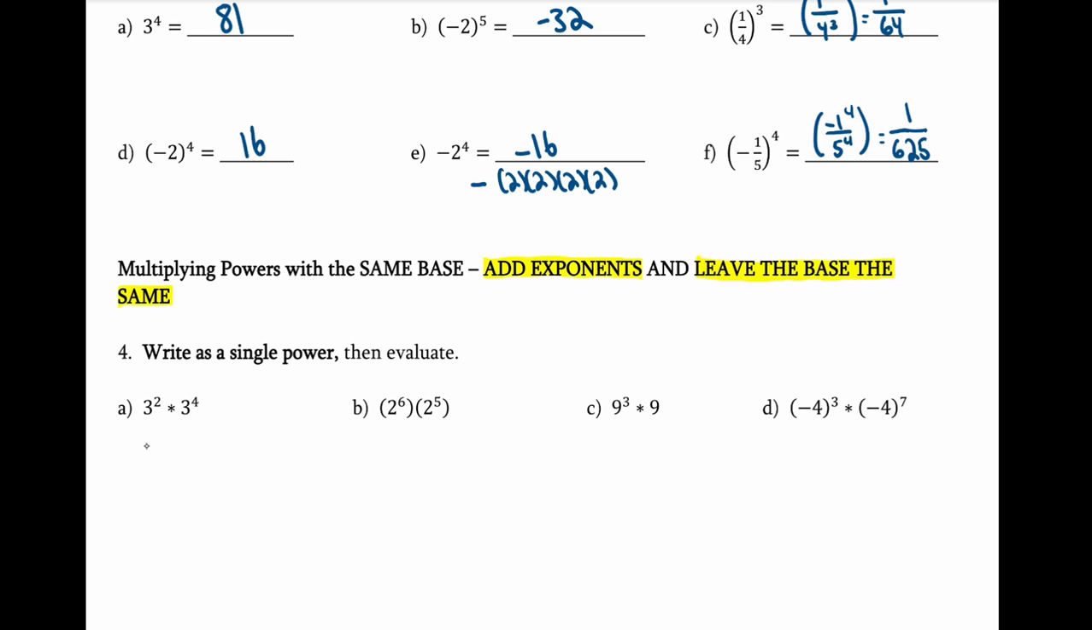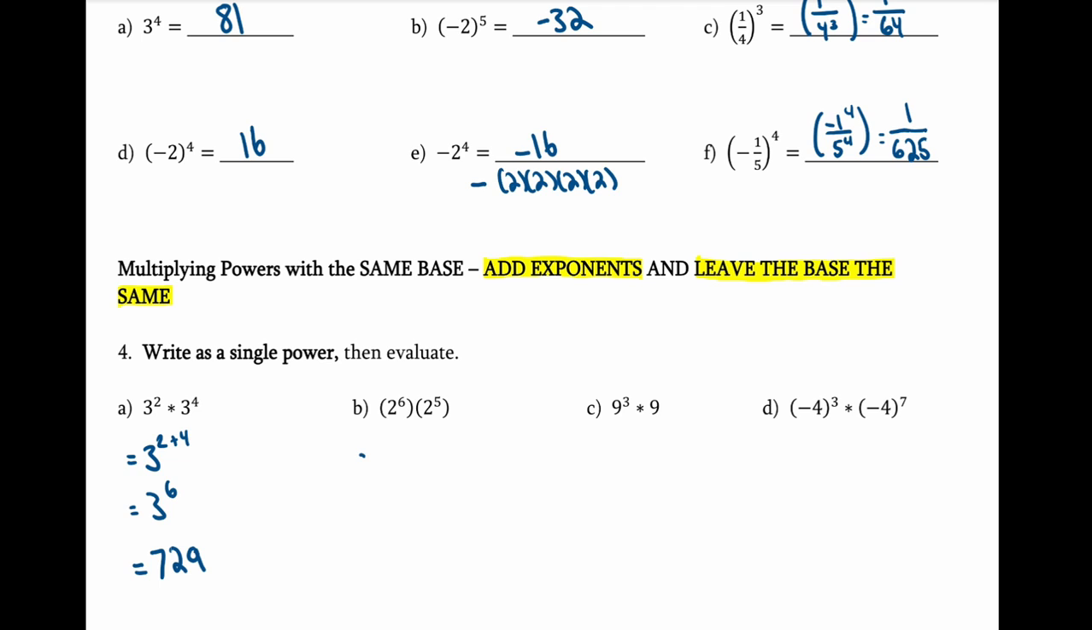In this case, we are multiplying two powers. They have the same base of 3. My rule is telling me to add the exponents and leave the base the same. So my base is going to stay as 3, and if I add the exponents, I get 2 plus 4, or 3 to the power of 6. Then to evaluate that, I can plug it into my calculator. 3 to the power of 6 is 729. And that's basically this question answered.